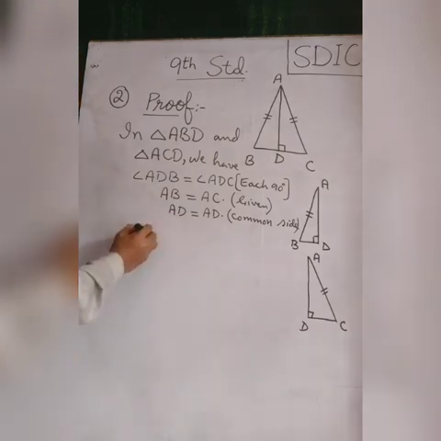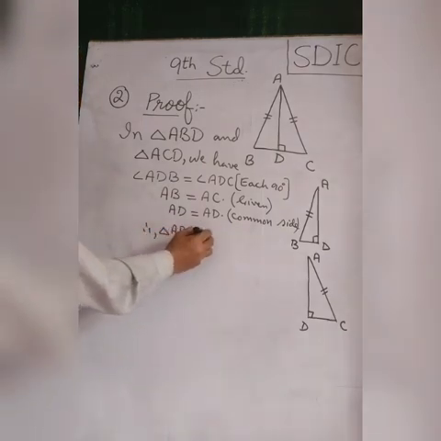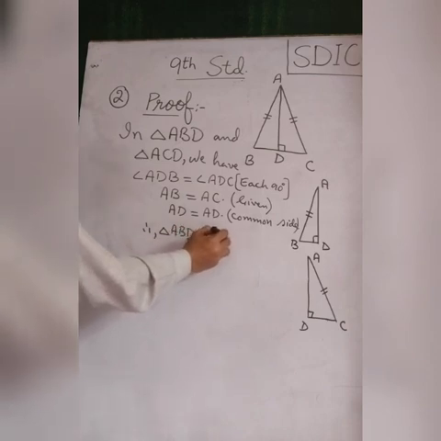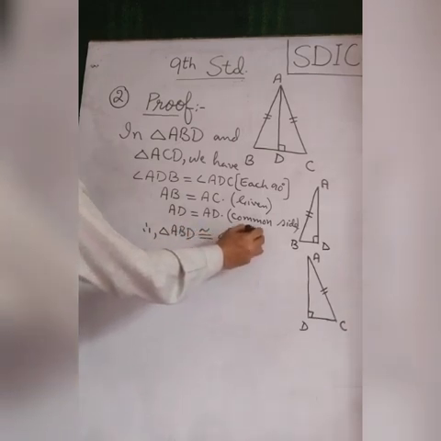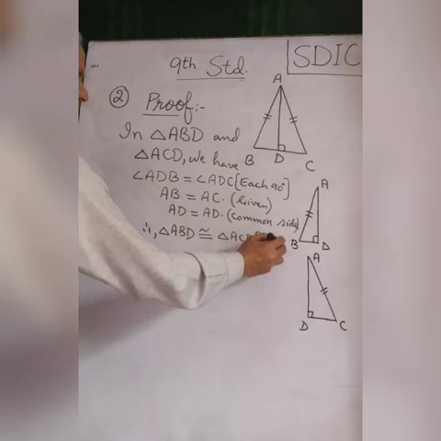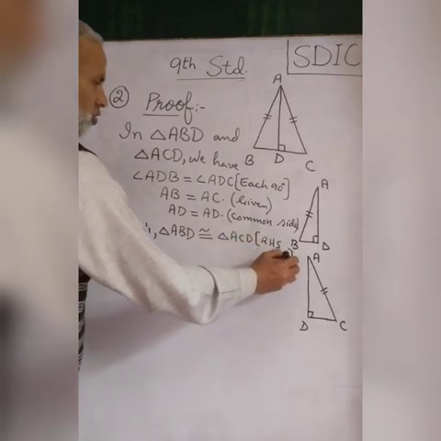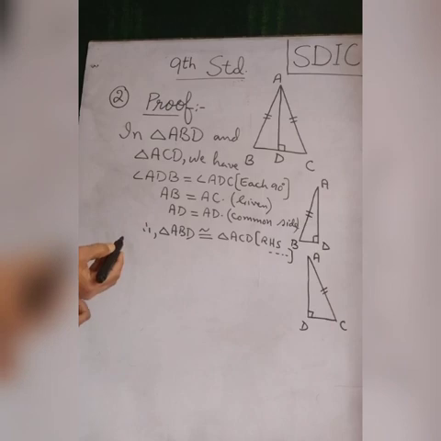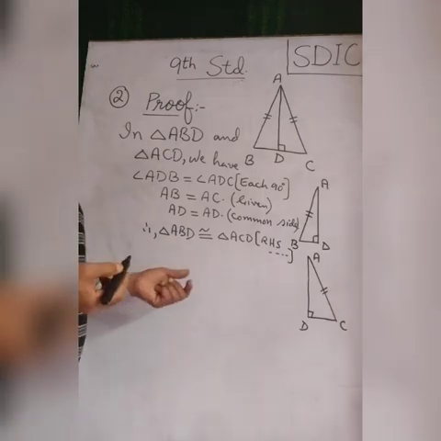Therefore, we can conclude the two triangles are congruent. Triangle ABD is congruent to triangle ACD. We have used RHS congruency rule. Now, having proved these two triangles congruent, we'll use CPCT.